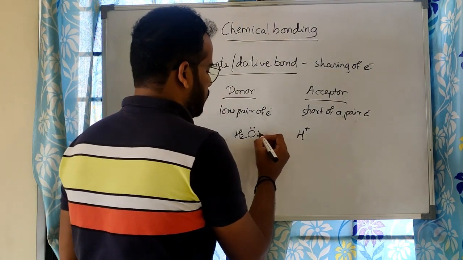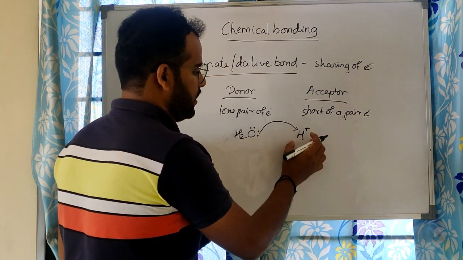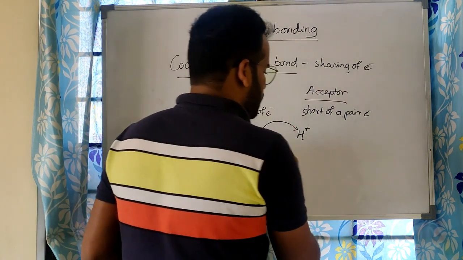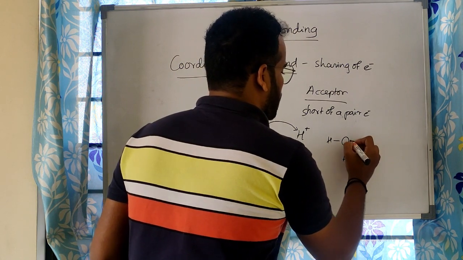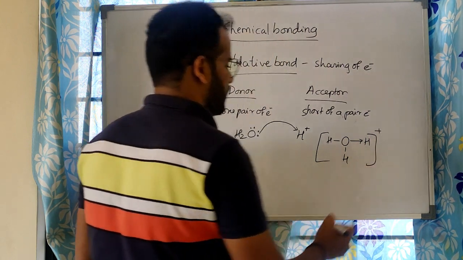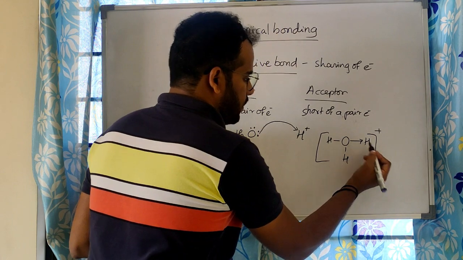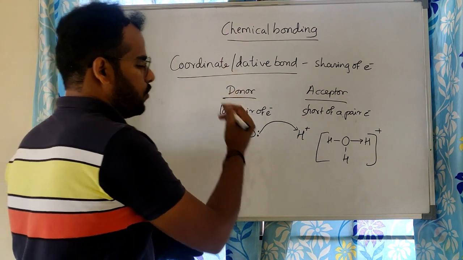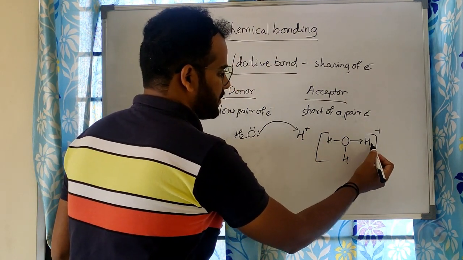So what happens? Water will donate its 2 electrons, or a lone pair of electrons, to the hydrogen, and a bond is formed between water and hydrogen. The molecule you will see here is H, H and this H, and this whole thing will still have the plus sign. Okay, so this bond, which I have denoted here with an arrow, will be called a coordinate or dative bond. So always a coordinate dative bond is represented by the arrow. The arrow starts from the donor and ends at the acceptor.